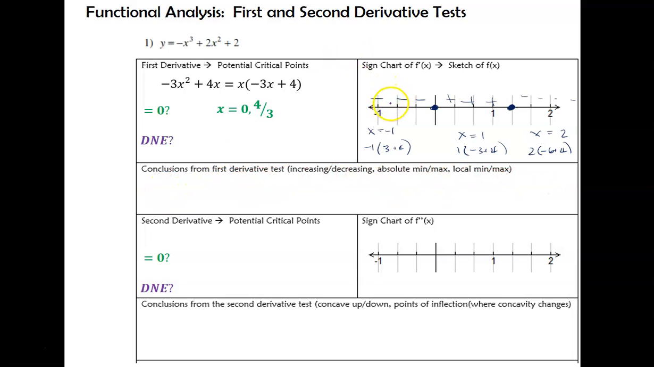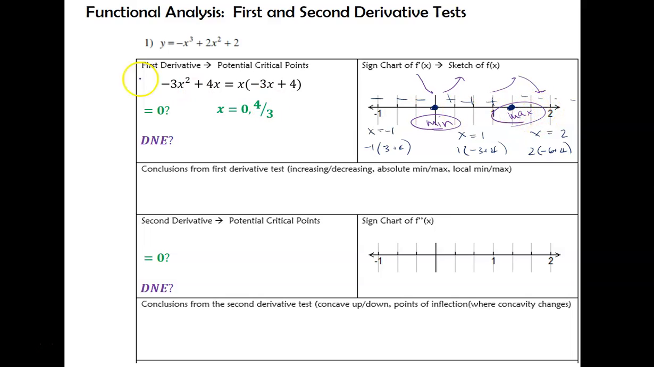So you can see we have decreasing, then increasing, then decreasing. So it's decreasing, and then it starts to increase. Right here, that's a min. It's increasing, increasing, increasing, and then here it starts to decrease. Right there, that's a max.